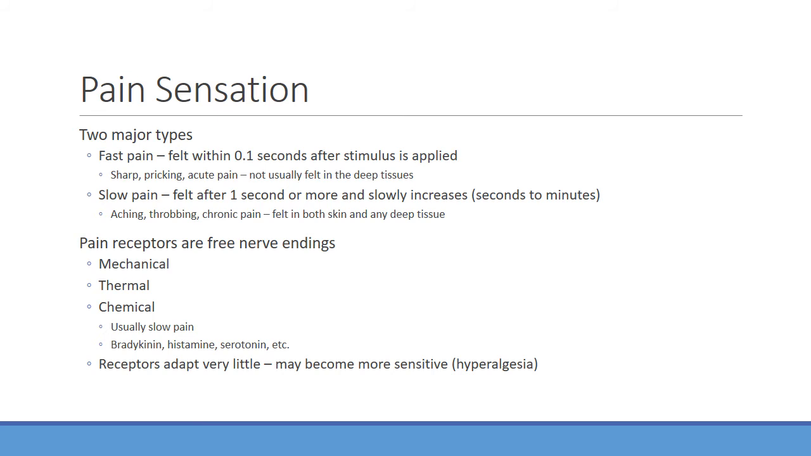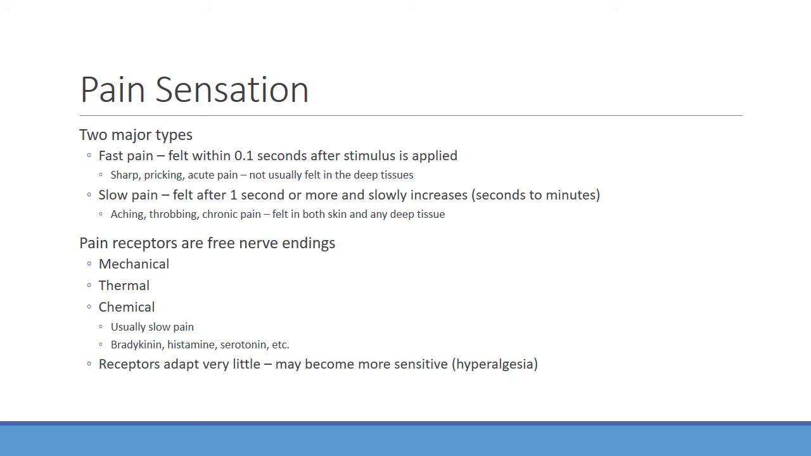Again, the pain receptors are located within those free nerve endings primarily, and we're going to see that they can respond to mechanical, thermal, and also chemical stimuli. The chemical receptors are usually going to be responding to slow pain in general, right? Slow pain is related to things like bradykinin, histamine, serotonin.